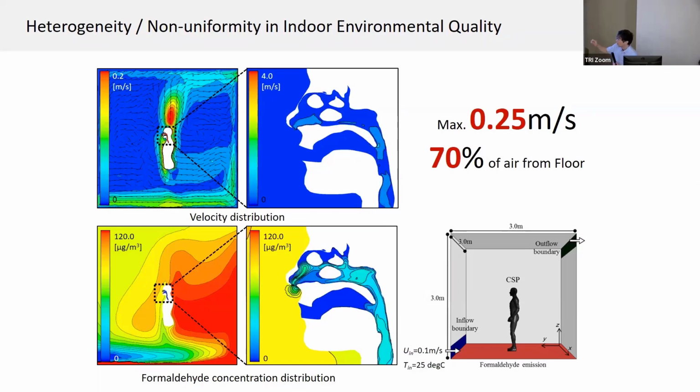And furthermore, of course, we must note the heterogeneity, the non-uniformity, of flow distributions around the human body, and also, as for the formaldehyde concentration distributions, very heterogeneous concentration distributions are formed around the human body.